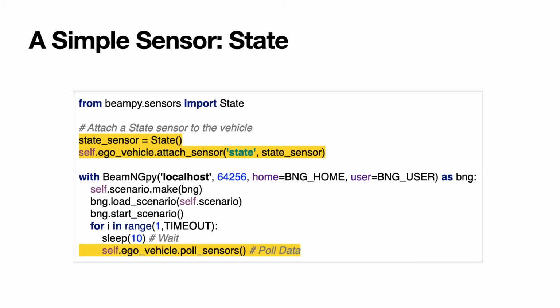For example, here I have the simplest example, the state sensor. Okay, so sensors are defined under the module beamngpy.sensors, and we import State. Okay, so we have a state sensor, we attach it to the ego vehicle, and then once you start the simulation, after we load the scenario, we can poll the sensors. We poll the sensor, we get the data, and then after that we can read it.